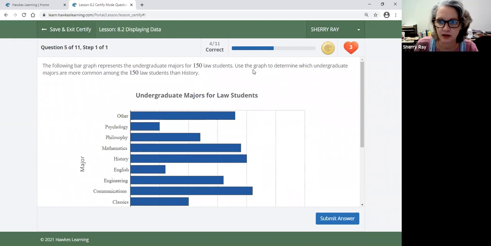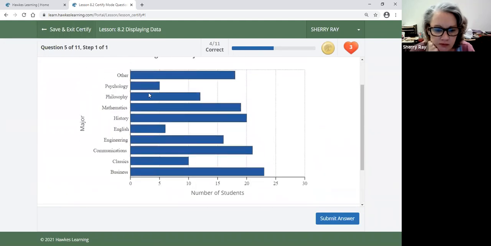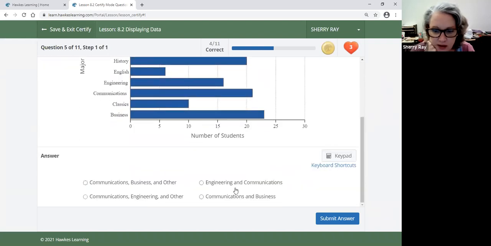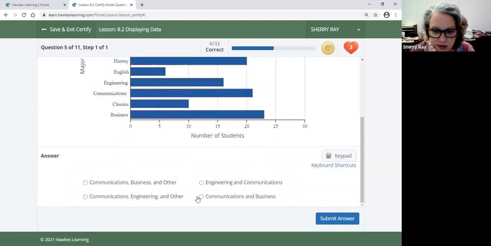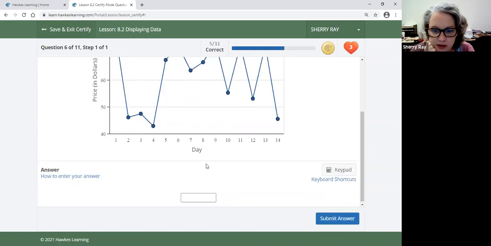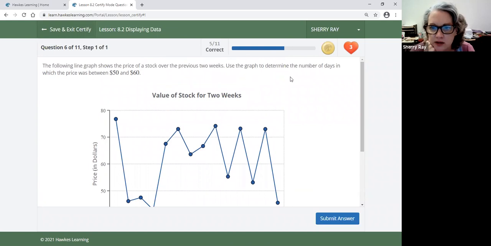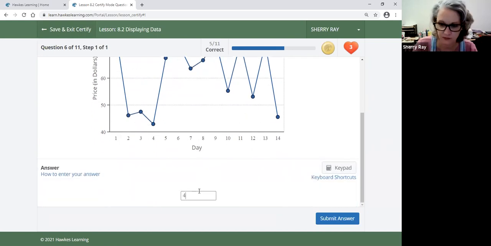On this one, use the graph to determine which undergraduate majors are more common among the 150 law students. It looks like business is one, and communications, I'd say. And on the next one, use the graph to determine the number of days that the stock was between $50 and $60. So I have 1, 2, 3, 4 dots, or 4 days.